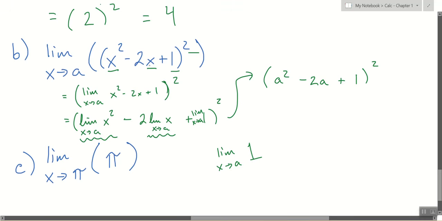Is this a polynomial? Can we direct sub polynomials? Yes. And if we just put a in, what do we get? A squared minus 2a plus 1 squared. Okay, this one, I was trying to throw you for a loop. Pi is a what? Number. Does it ever change? No, so it's a constant. What's the limit of a constant? The constant. We're done. Okay.